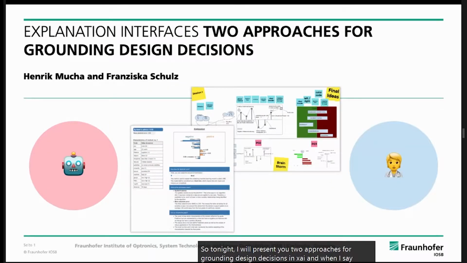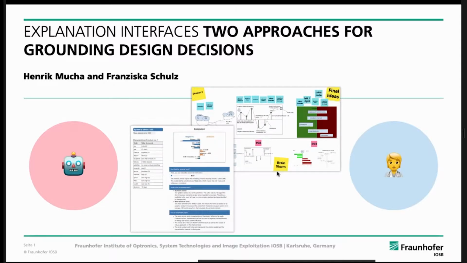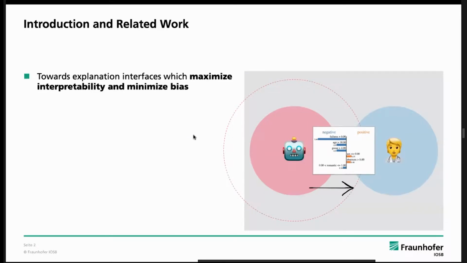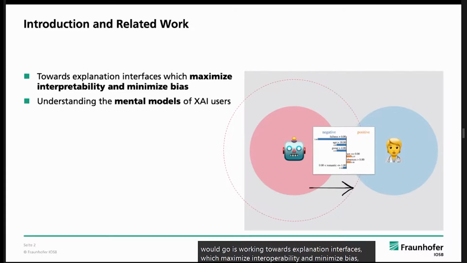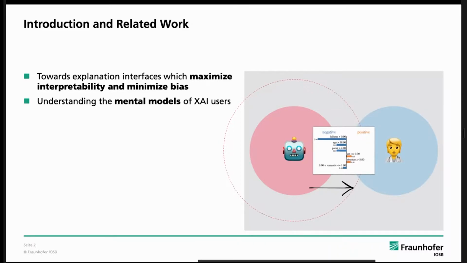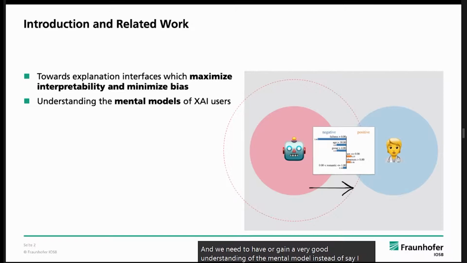Interface design, and this is pretty much putting pixels on screen. Two examples of which you can see here. So if our goal is working towards explanation interfaces which maximize interpretability and minimize bias, which I assume we all do, we need to gain a very good understanding of the mental models that XAI users have of the explanations or the machine advice that we present to them.